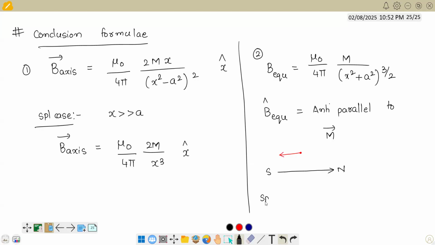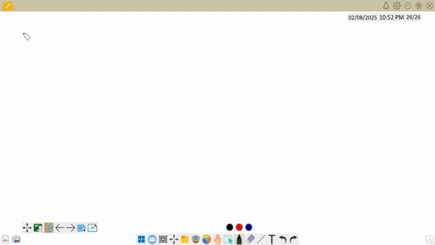And in the special case, this B at equatorial line would become mu naught by 4 pi m by x cube. X cube, R cube, anything is fine to your convenience. And the last one, only in this special case alone, where x is greater than a, we have a special case. For a regular case, we can't solve, it will become complicated.